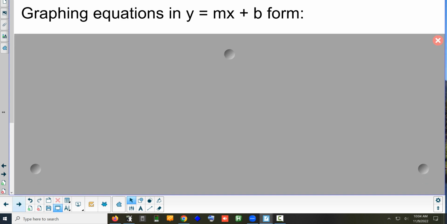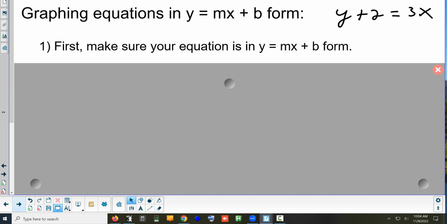So to graph an equation in y equals mx plus b form, step 1 is make sure it's in that form. It can't be like y plus 2 equals 3x. That is not slope-intercept form. You need to have the y alone. So that's step 1. Make sure it's in y equals mx plus b form. If it's not, you need to fix it so it is.